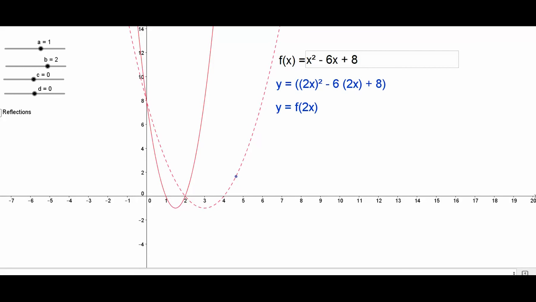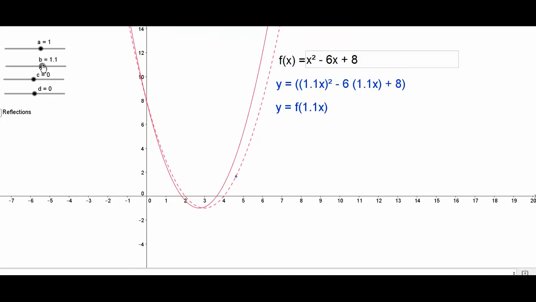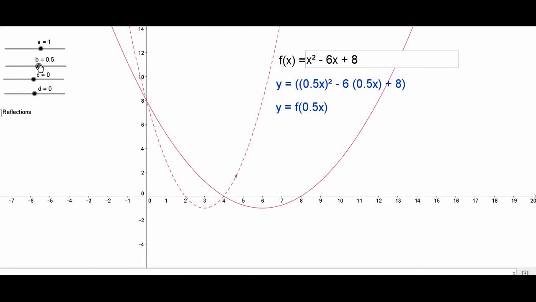To achieve an actual stretch of factor 2 would require a transformation of f of a half x. So f of a half x here, where you can see from the equation we're multiplying the value of x by a half, and that is a stretch of factor 2. 2 goes to 4, 4 goes to 8, as we can see.